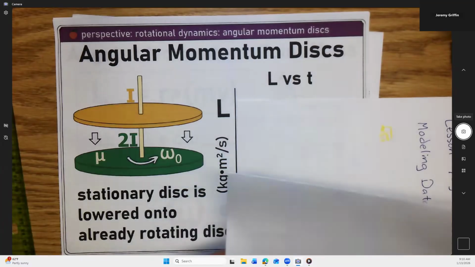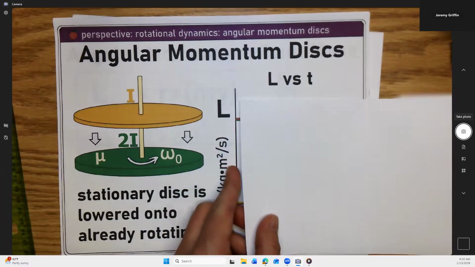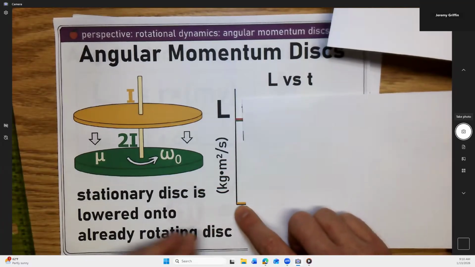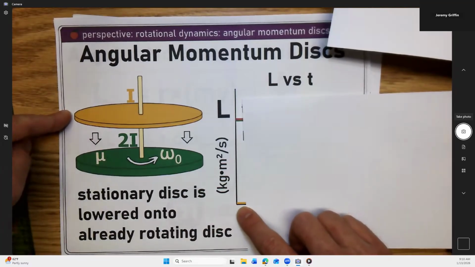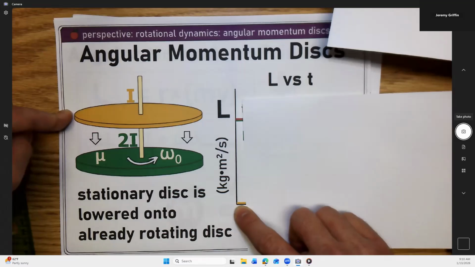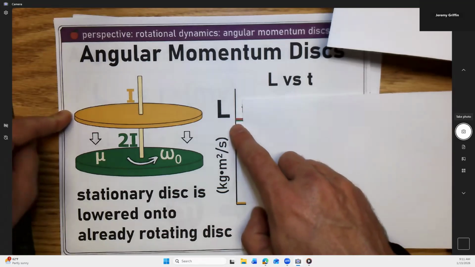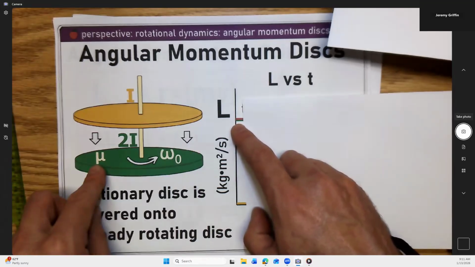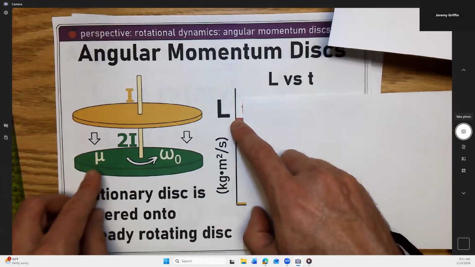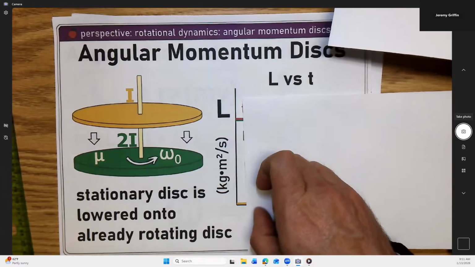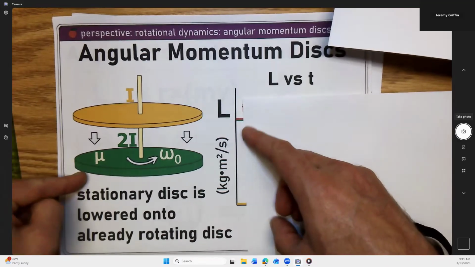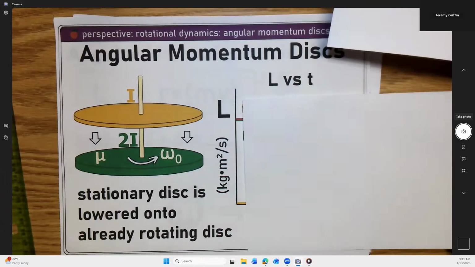Here, put a notch down here for this gold disc. It's not spinning at all. It doesn't have angular momentum, it's 0, I times omega. I got a couple of lines up here. I got a green line starting because this green disc is already rotating. And also a red line to represent the total angular momentum of the system. So the gold refers to the gold, the green refers to the green, and the red refers to the two disc system.